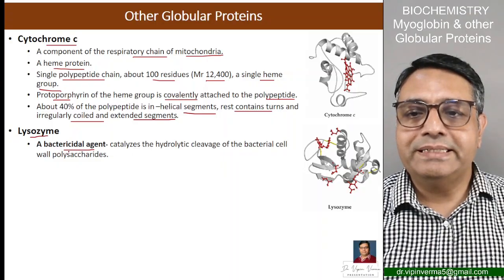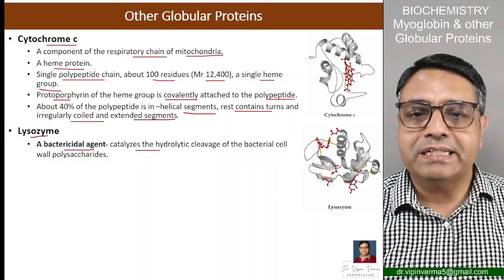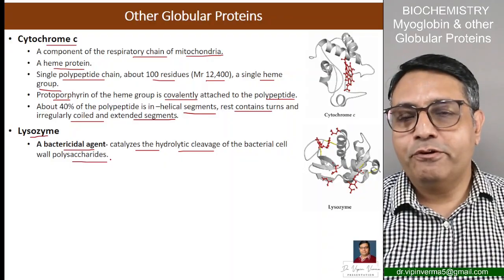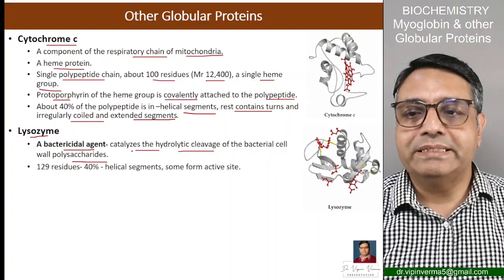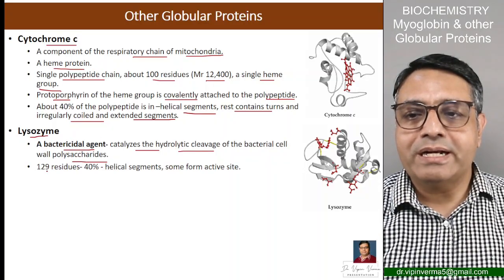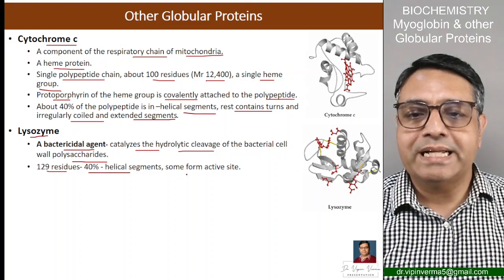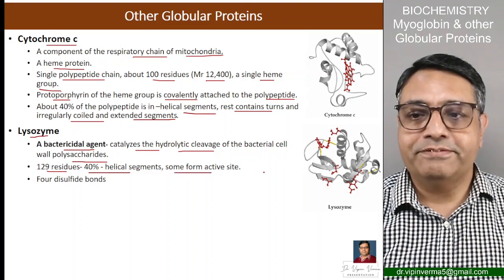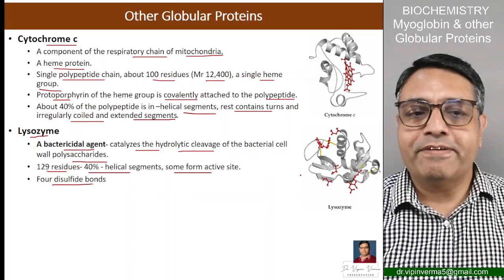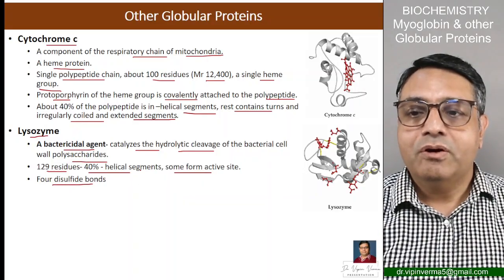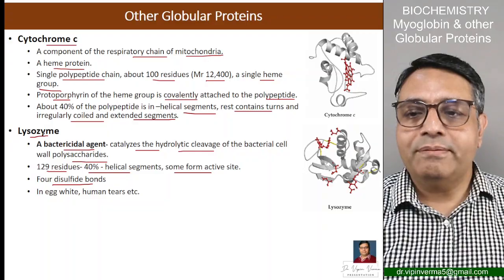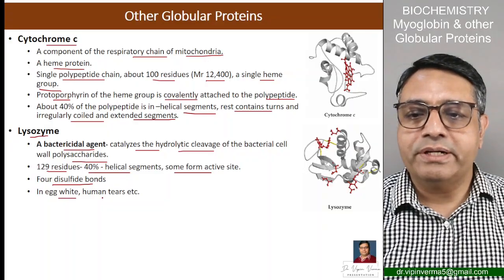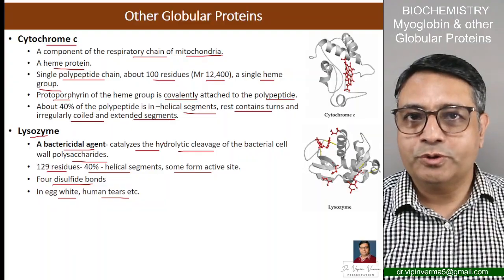So basically bactericidal agents are the agents which catalyze the hydrolytic cleavage of bacterial cell wall polysaccharides, because a few bacteria have polysaccharides which can be cleaved by these kinds of agents, and it has around 129 residues. Around 40% is in helical segments and some form the active site. It also has 4 disulfide bonds which provide stability. And lysozyme, you can find in egg white or in human tears and some other locations also.